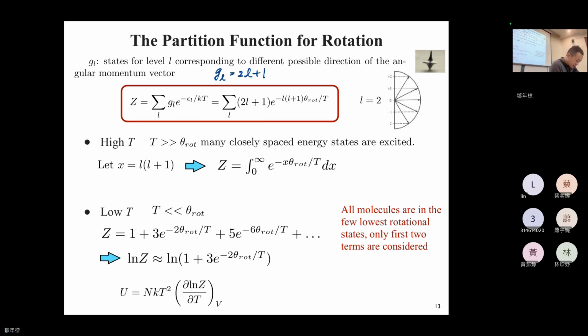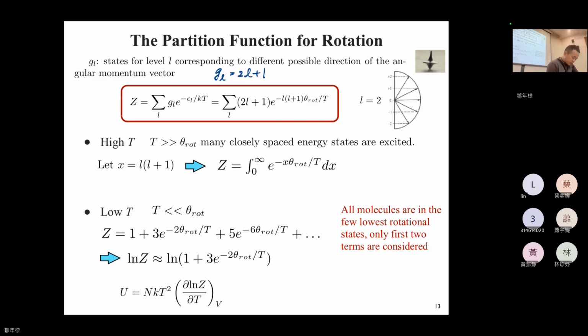And also you see this is a summation, right? But because your temperature is really high, which means that there are many states that can be excited. So many closely spaced energy states can be excited. So you have many excited states, so it looks like a continuous. So summation becomes integration.